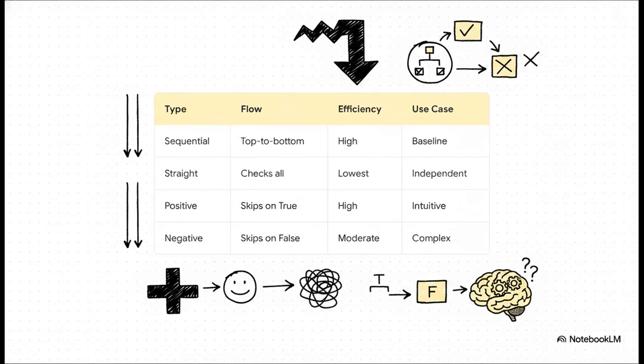Next, consider this summary table your ultimate cheat sheet for exam prep. It perfectly compares the flow behavior and efficiency of the logic types we've just decoded. Just remember, sequential is your baseline. Straight through checks everything and has the lowest efficiency, but you need it for independent conditions. Positive logic skips unnecessary checks when true, making it super efficient. And negative logic skips on false, making it useful but incredibly complex to route.